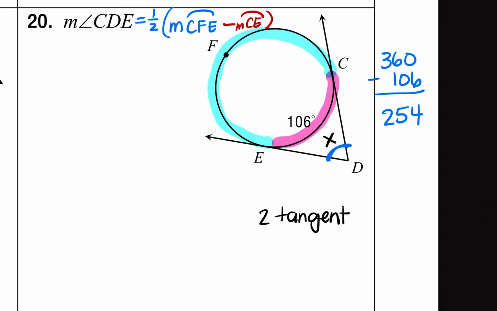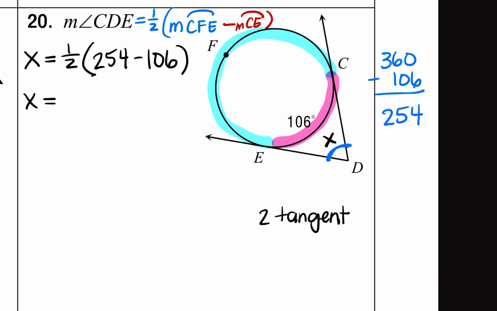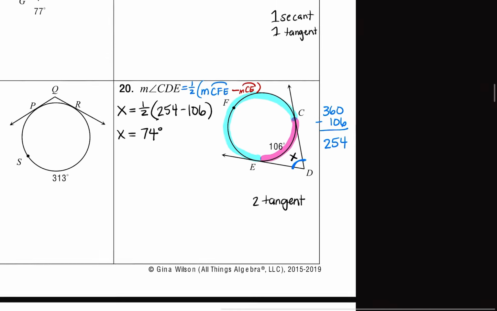All right, now I can fill it in. We're going to call our unknown angle X. So the measurement of CDE is X, and that is a half of the large arc, 254, minus the small arc, 106. And so therefore, pausing, X equals 74 degrees.